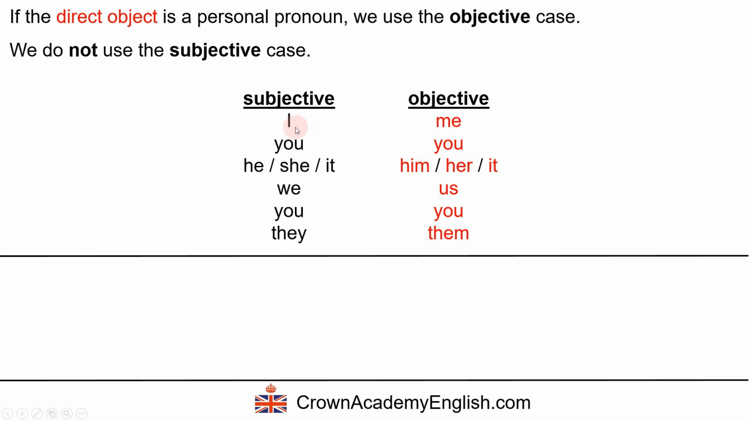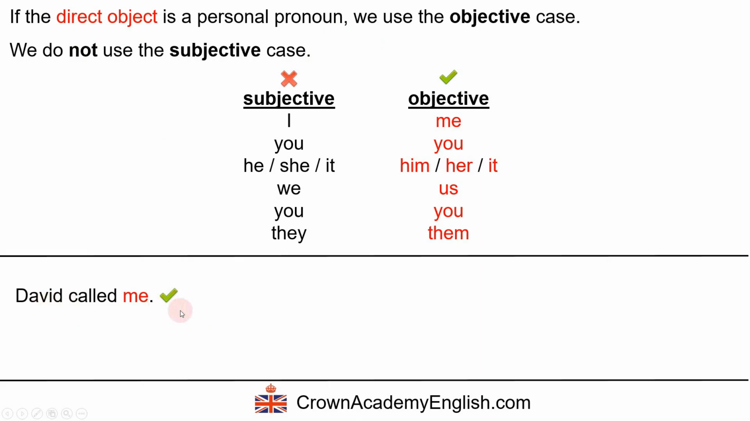For example, I in the subject becomes me when it is the object. We becomes us. They becomes them. And coming back here, he is him. She becomes her. And it remains the same. So we do not use the subjective case when it is a direct object. We use this column, okay? We use all of these if it is a personal pronoun as the direct object.